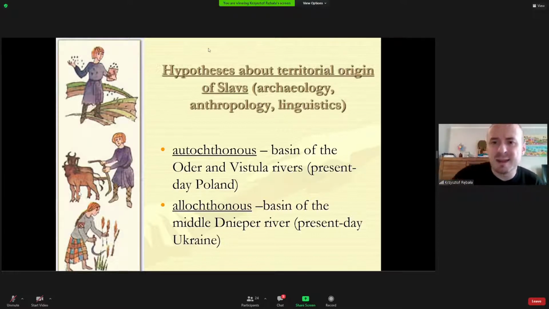ones which place the homeland of the Slavs in two regions: in the basin of the Oder and Vistula rivers in present-day Poland, or in the basin of the Middle Dnieper River in present-day Ukraine. Okay, in Poland, these two theories are called respectively autochthonous or allochthonous. Okay, so actually this terminology is used only in Poland.